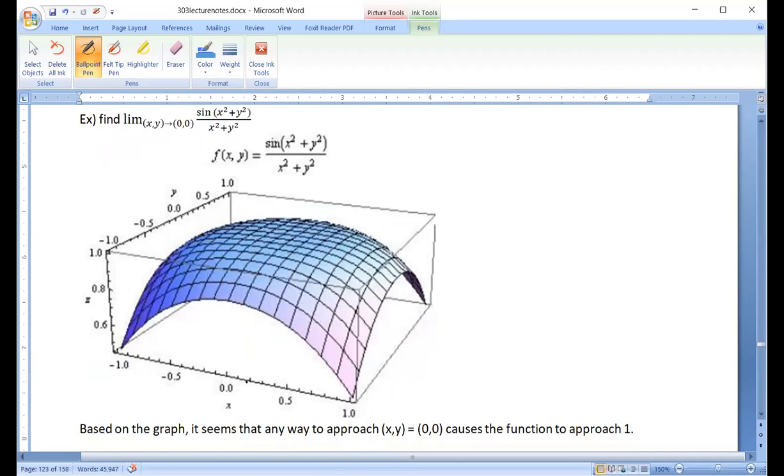So the point (0, 0) is somewhere right around here. Any way you approach, we're reaching this top value of z equals 1. Now, of course, what you can't see on the graph is the fact that that point itself doesn't exist, so there's like an open circle there. But we know it's true. Okay, so that's graphically what that would look like.